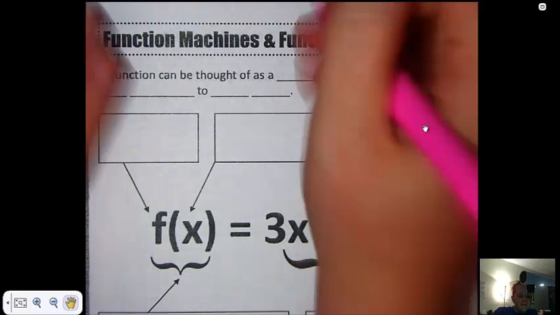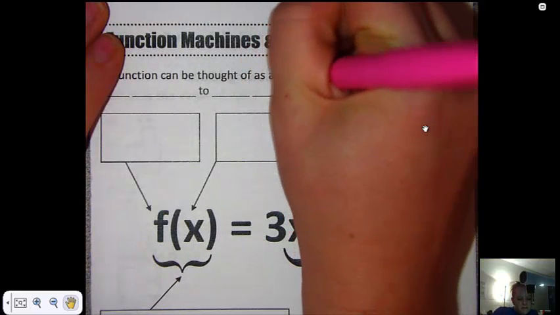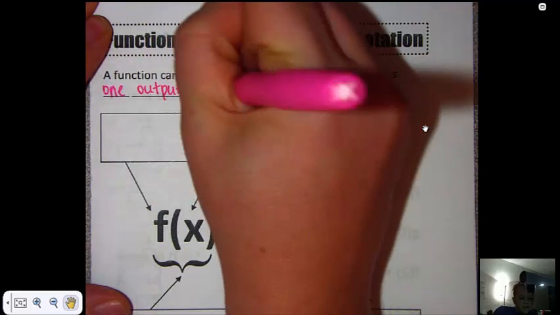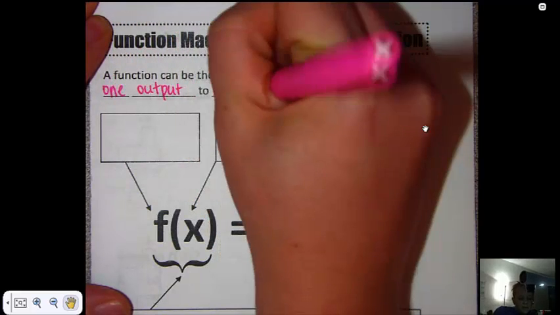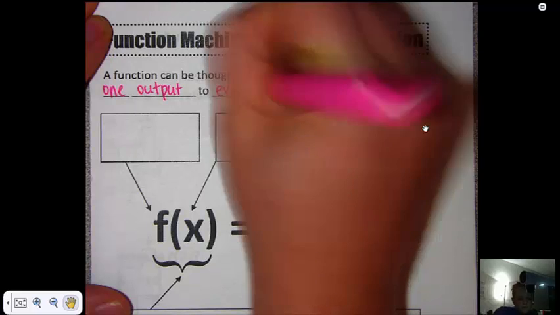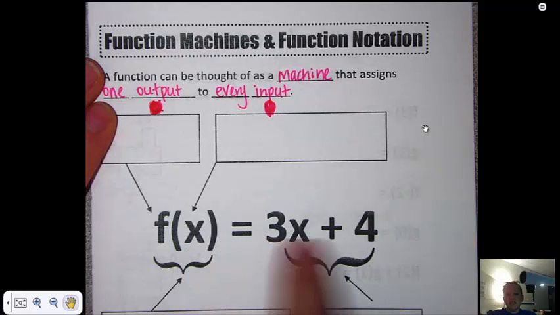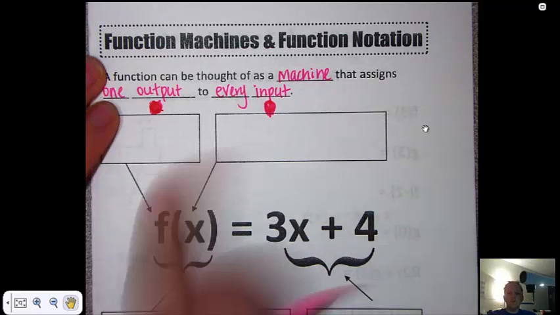A function can be thought of as a machine that assigns one output to every input. So here is a function, f of x equals 3x plus 4. We're going to talk about what all the different parts mean.